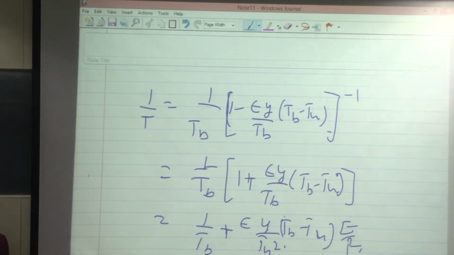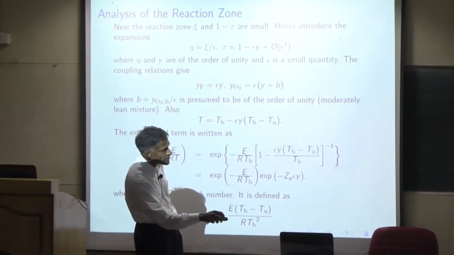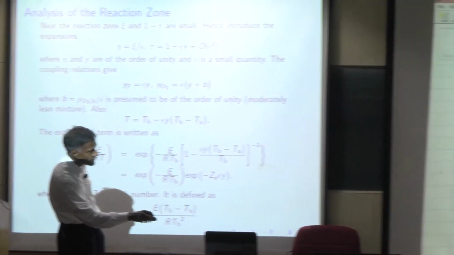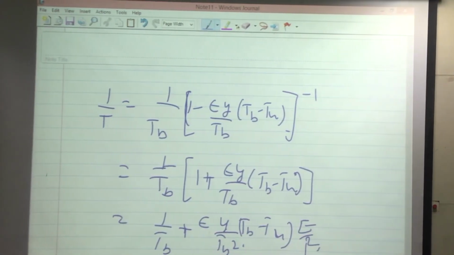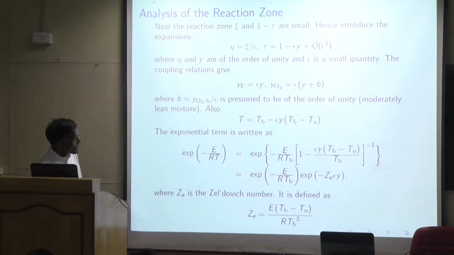You can then naturally define this quantity epsilon. Now you can see this quantity, the Zeldovich number, automatically appears over there, since you can see that the Zeldovich E over R, TB minus U, that's the Zeldovich number right there. So the Zeldovich number appears in a very natural form here.